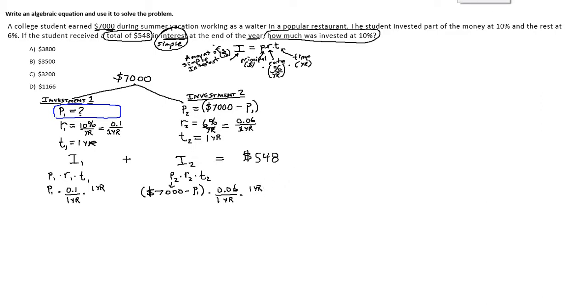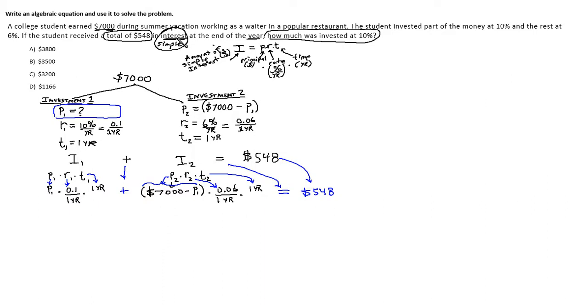Okay, I'm going to draw lines so you can see where these are. P1 we're leaving as P1. R1 we replaced with 0.1 per year, and T1 is 1 year. P2 is all of this expression, 7,000 minus P1. R2 is 0.06 per 1 year, and T2 is 1 year. Now, here is the plus sign between these two terms. Here's the equal sign that totals $548, what he should be getting at the end of 1 year.